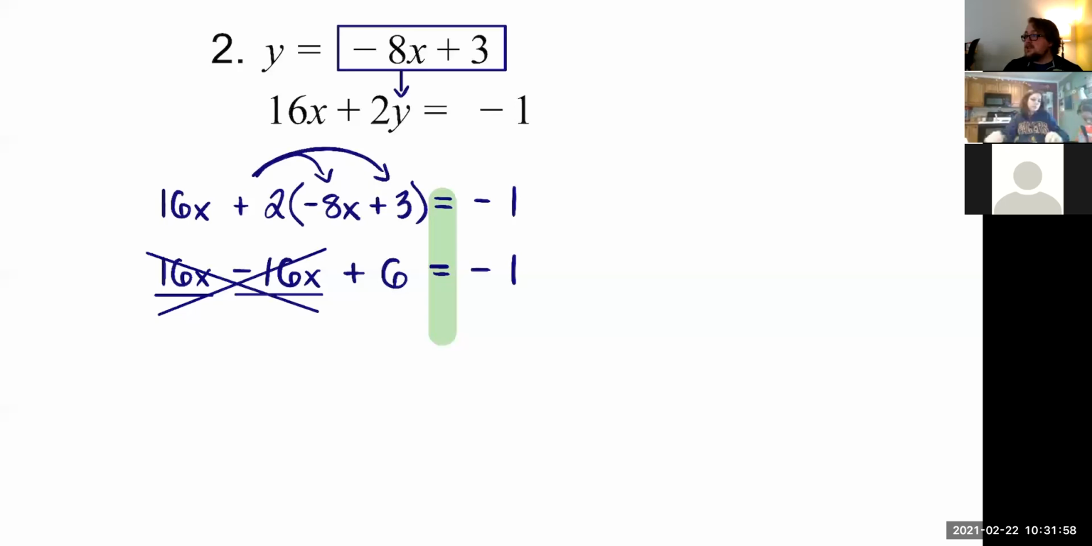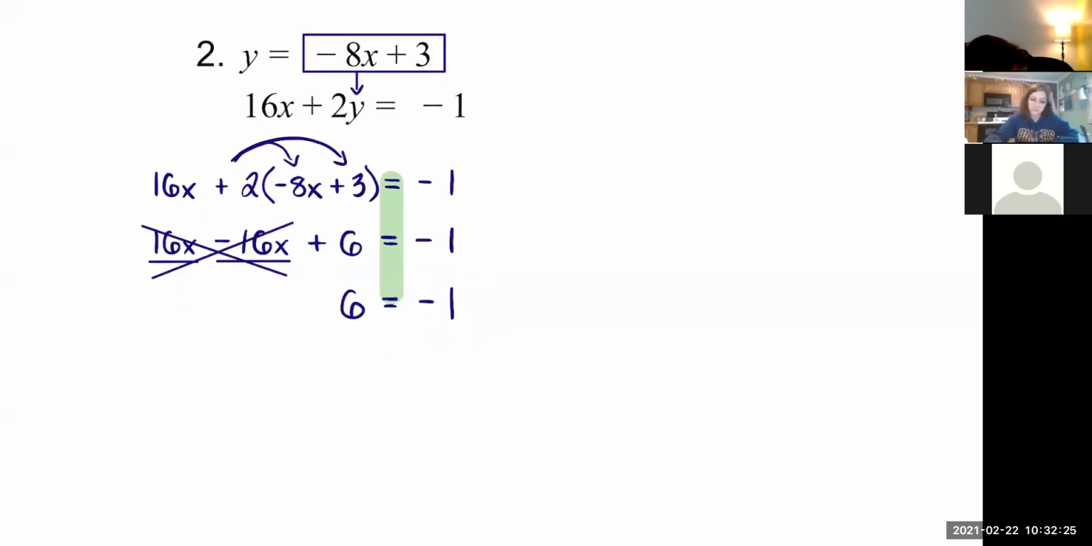The second thing you need to do is figure out which one. And to do that, we need to look at what's left over. So Miranda's on the right track in the chat there. What is left over? Positive 6 set equal to negative 1. How would you describe that statement? Does 6 equal negative 1? No. So would you say that that's true or false? A false statement means that there is no solution.